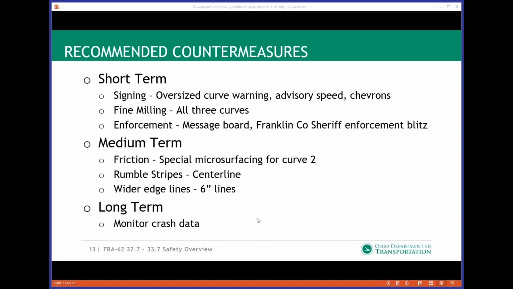Medium term, we were looking to see if we could do something for the friction on curve 2. We were considering high friction treatment, but we ended up coming out with microsurfacing as the recommended solution. Also centerline rumble stripes and 6-inch edge lines. That was, I think, prior to our standard 6-inch edge lines we're doing systematically now, but we went with 6-inch lines. And then for long term, just monitor the crash data to see if those improvements had helped out.